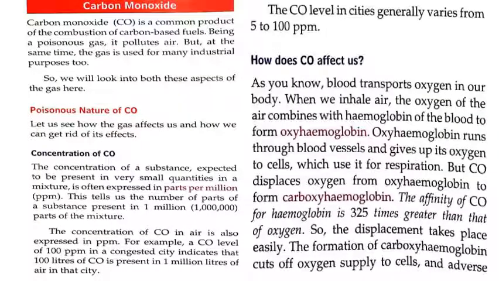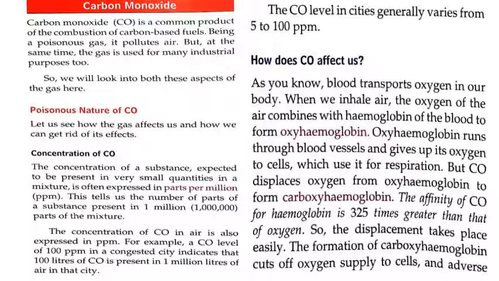Next is carbon monoxide. Carbon monoxide is a common product of the combustion of carbon-based fuels. Being a poisonous gas, it pollutes air, but at the same time the gas is used for many industrial purposes too. So we will look into both these aspects of the gas here. We will see how it is a poisonous gas and it is polluting air, but on the other hand, it is also helpful in many industrial ways. So, the poisonous nature of carbon monoxide is our first topic. Let us see how the gas affects us and how we can get rid of its effects.